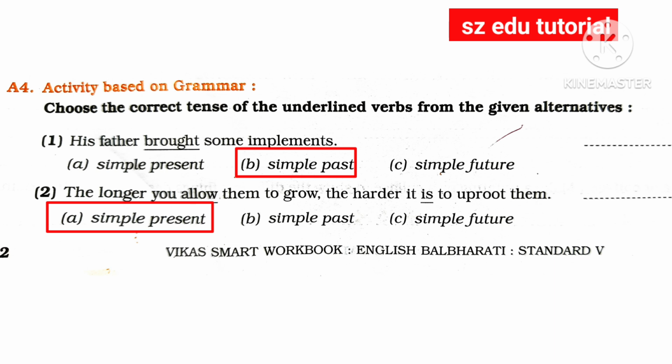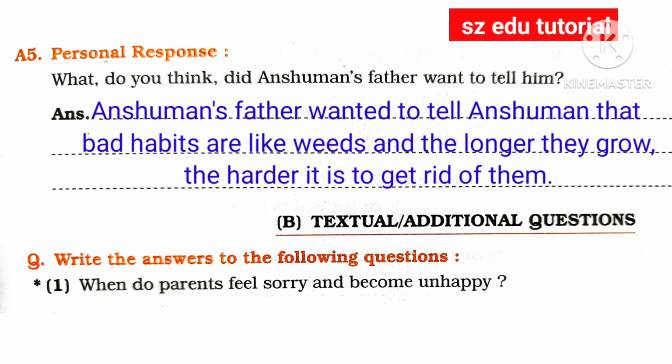Then activity based on grammar. Choose the correct answer. Number 1, simple past tense. Number 2, simple present tense. Next, personal response. What do you think did Anshuman's father want to tell him?